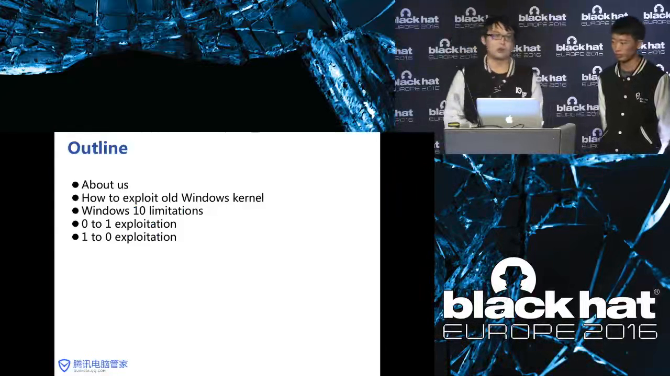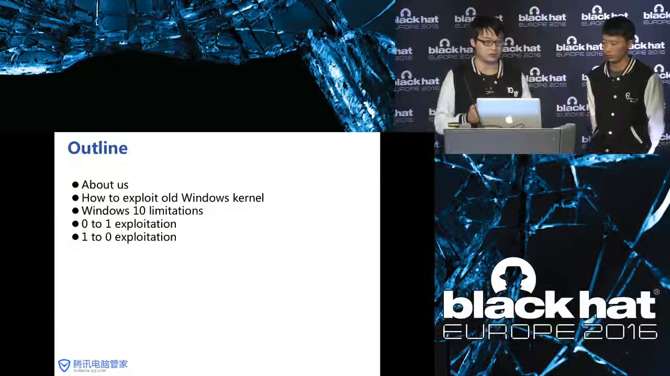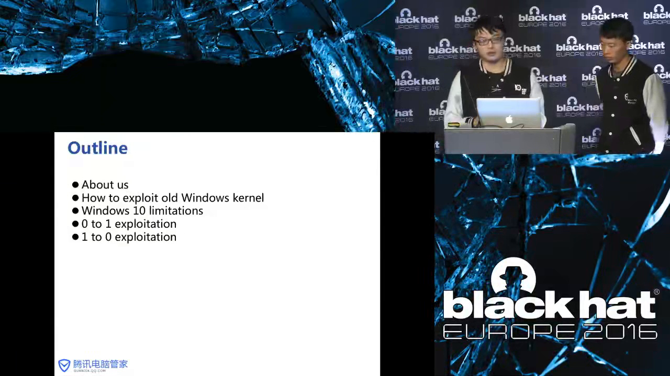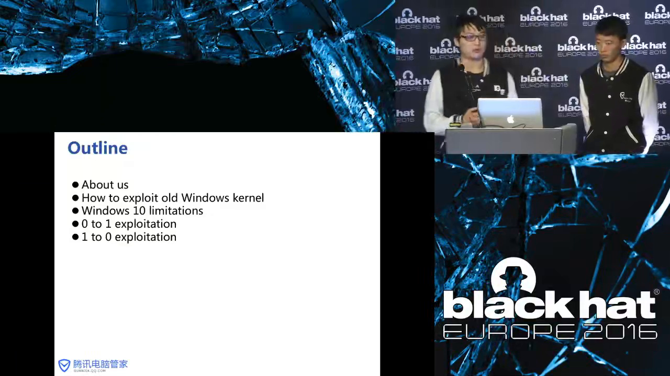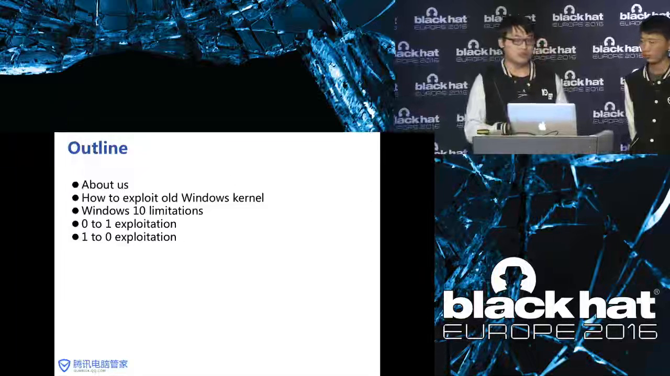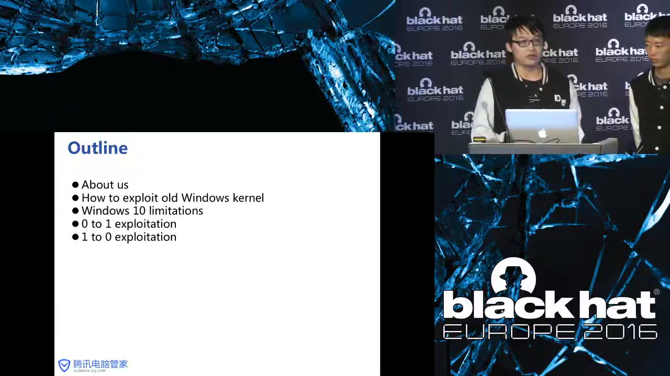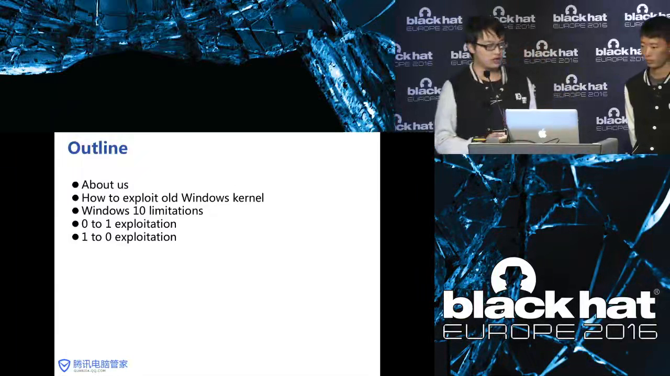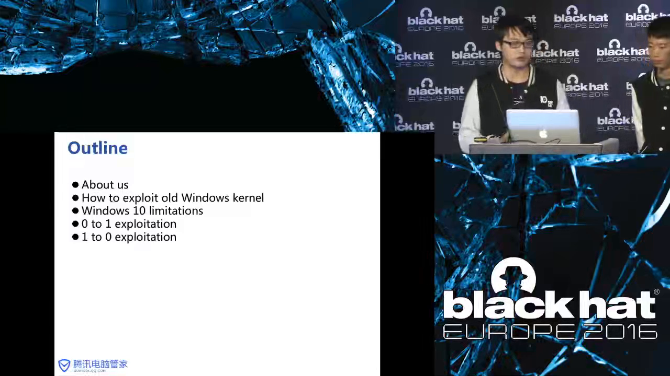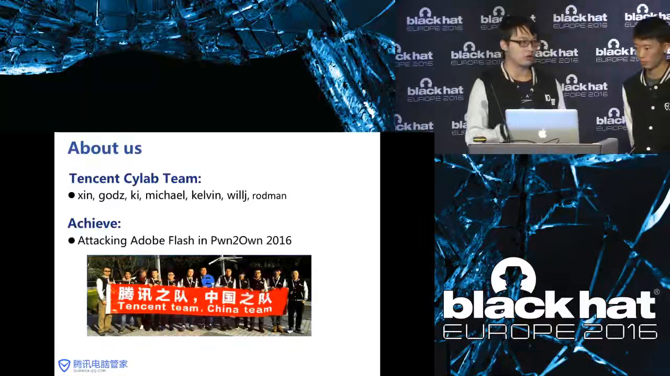This is an outline of today's presentation. First of all, we are going to introduce ourselves and our team, and then we are going to have a brief view of the old school styles to exploit the Windows kernel. Then we are going to talk about the Windows 10 limitations. I'm going to introduce the 0 to 1 exploitation, and my colleague Ying will introduce the 1 to 0 exploitation. First of all, Ying will introduce the team.